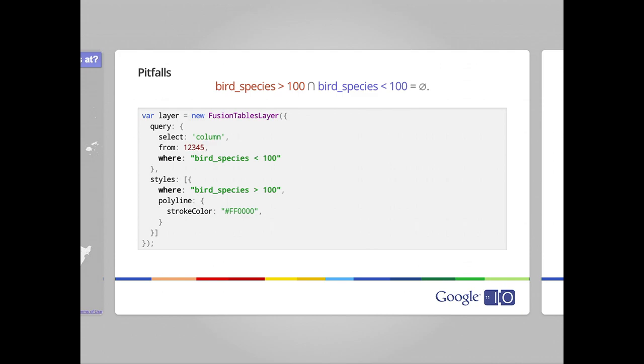Couple of pitfalls. As I showed you before, you can restrict what data is shown by passing in a where clause as part of the query object. In this example, I've restricted the data to only show elements that have fewer than 100 unique species of birds. But I've also very cleverly decided to add a style that only applies when there's more than 100 unique species of birds. Obviously, that style isn't going to take effect. Just something to watch out for.